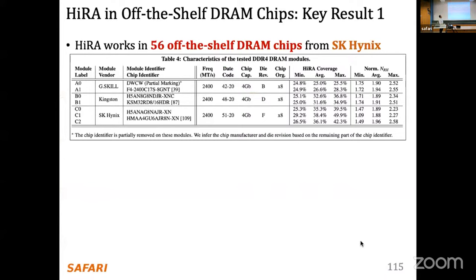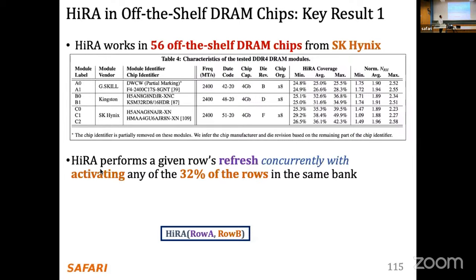Okay, so this is the set of DRAM chips that we observed HIRA can work reliably on. We tested more chips. All of these are from SK Hynix, if I remember. The module vendor is different, but that is just the PCB vendor. If you look at the chip identifier here, you can see the real manufacturer of the chip. We observe that 56 off-the-shelf DRAM chips can support HIRA, all of them from SK Hynix. And we observe that HIRA performs a given row's refresh concurrently with activating any of 32% of the rows. So you want to refresh row A and activate row B.